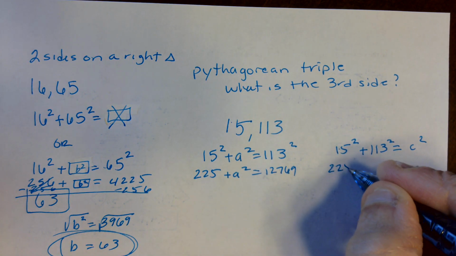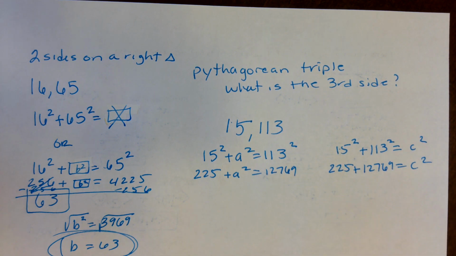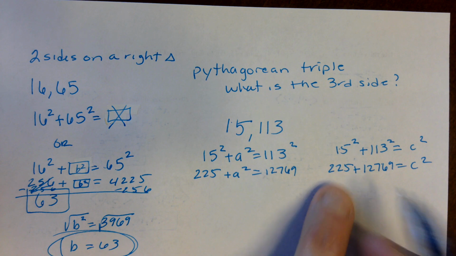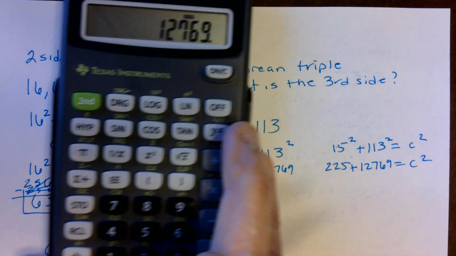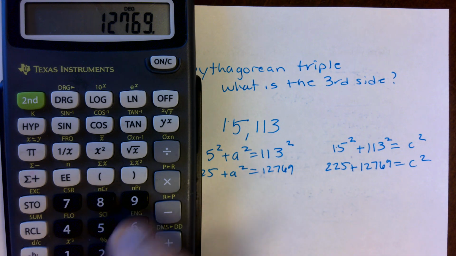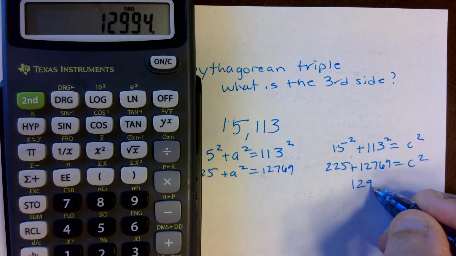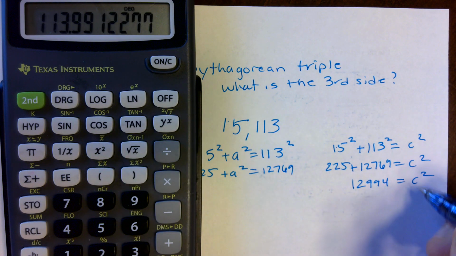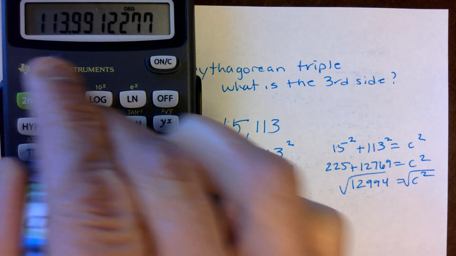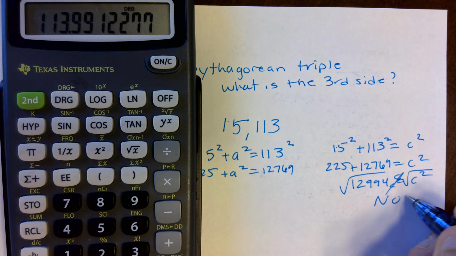So 225. I mean, the numbers are the same, right? But the difference is here we're adding them. So I'm going to add, sorry about this calculator issue I'm having, add 225. I do the square root now. It comes out to like crazy land. So this is not it.